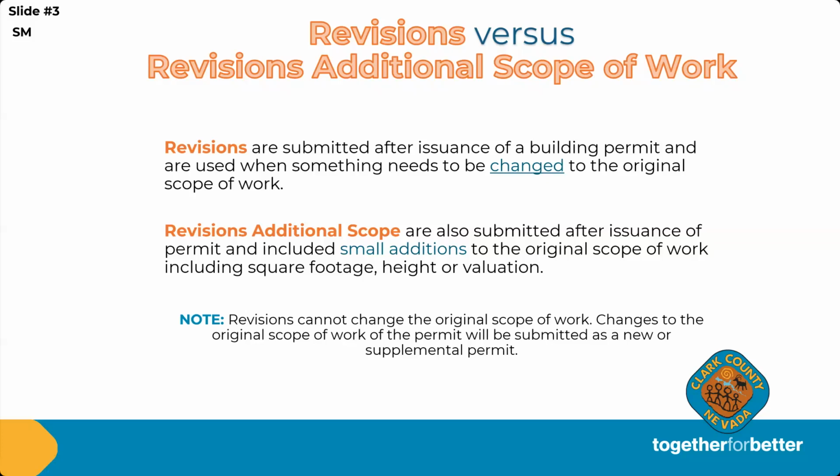They're also submitted after the issuance of a building permit, but with that you can include some small additions to the original scope of work. And that could include increasing the square footage, height, or valuation. But just to note, revisions cannot change the original scope of work of the permit, and they can also not include any type of detached structure that would be under a separate permit or elements that would be located outside of the scope or the footprint of the building, such as a grease interceptor, a trash enclosure, maybe a gas line that extends past the footprint of the home for a future fire pit, or whatever you have going on.